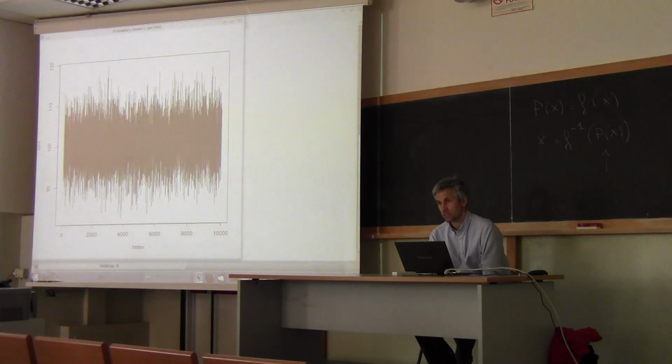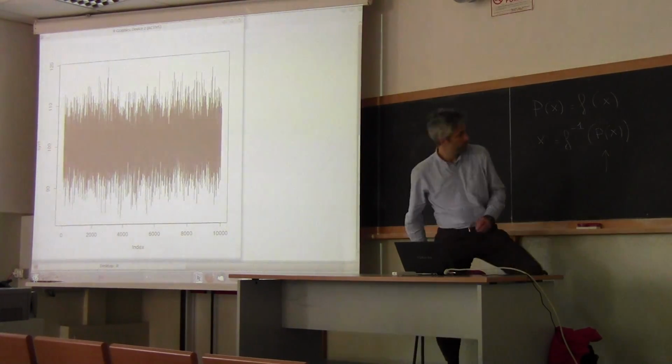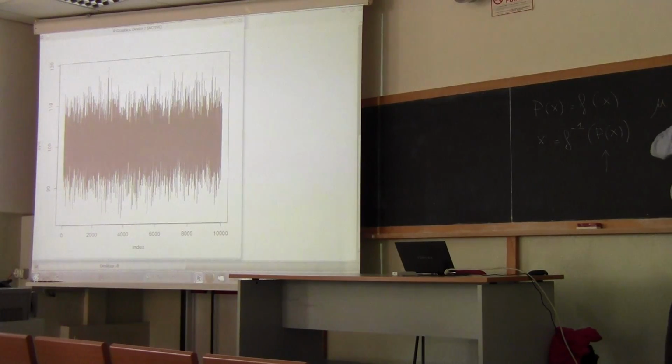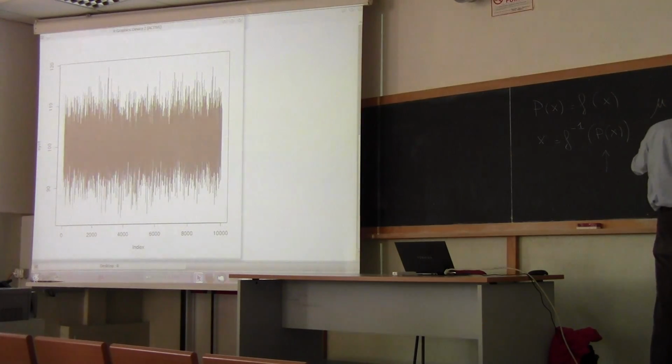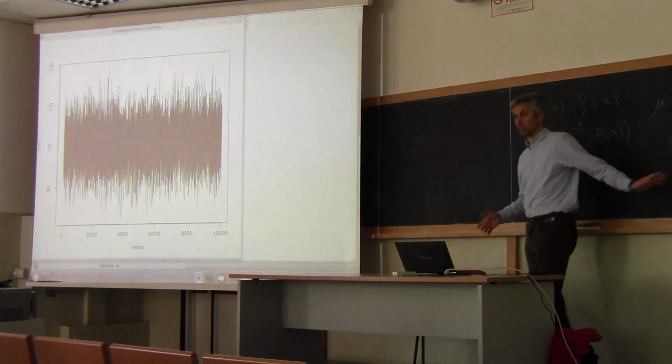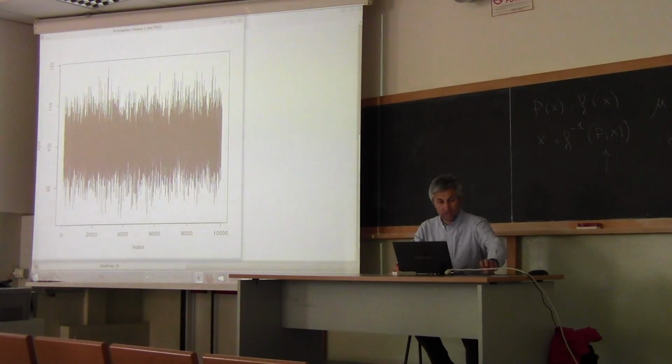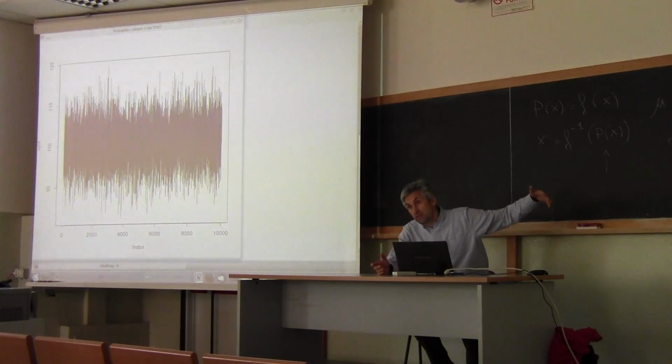This is a striking behavior of the normal distribution. It can be proved that 95% of the data are within the interval mean plus minus 1.96 sigma. These are 95% of the data. This can be proved. It's not interesting for us to prove it, but it's interesting to notice that.